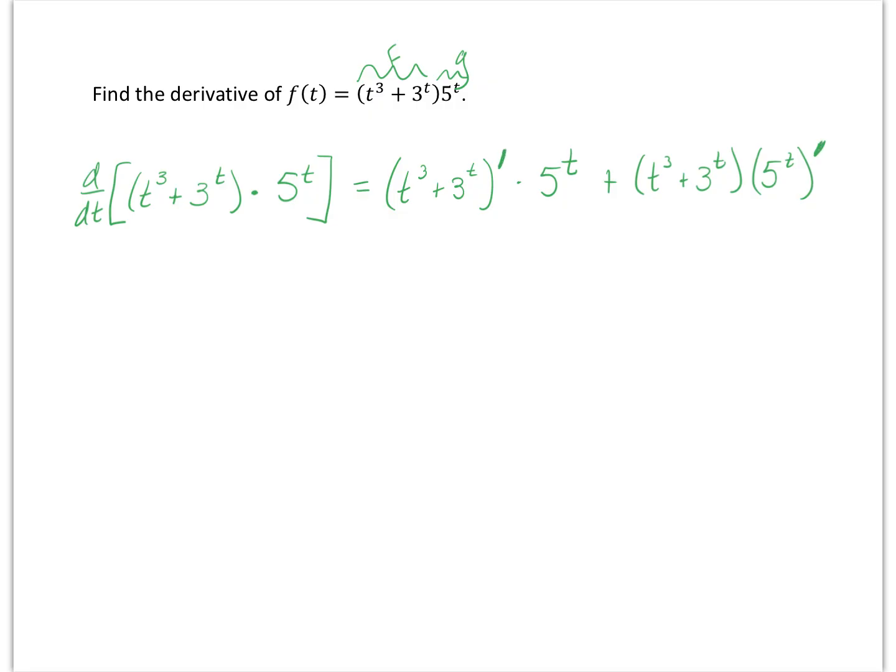Okay, and then I'm going to take the derivatives, do the primes. So this is going to be 3t squared plus the derivative of 3 to the t, which would be 3 to the t times the ln of 3. And then I still have times 5 to the t, plus t cubed plus 3 to the t. There's no derivative on that. It's just the function with no change. And then times the derivative of 5 to the t, which is 5 to the t times the ln of 5.